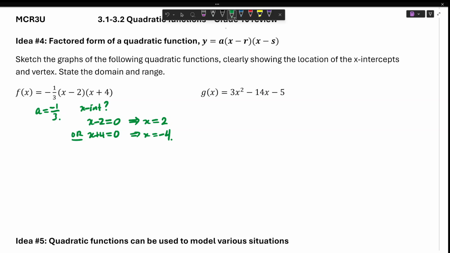This is the reason why typically, if you look up here, we say that the factored form is a times x minus r times x minus s, where r and s are the x-intercepts. Because if you put in r, then it's r minus r, which is 0, so that works. And if you put in s, it's s minus s, which is 0, so that also works.